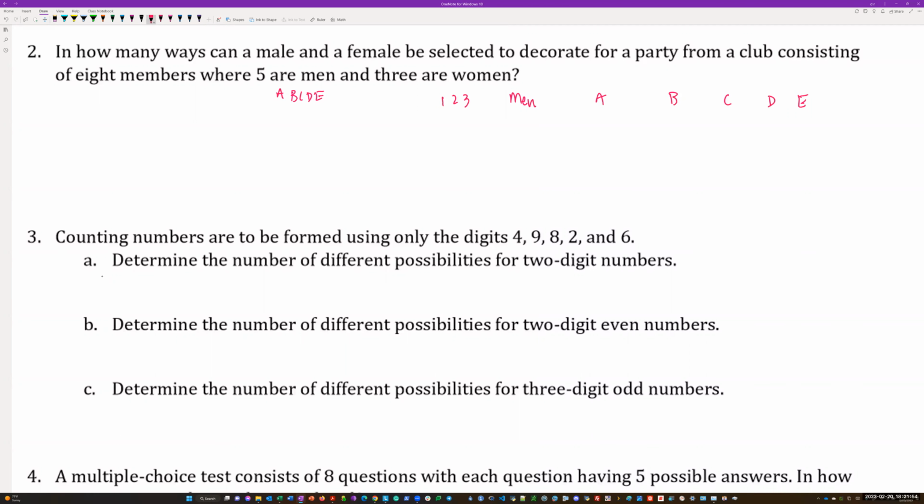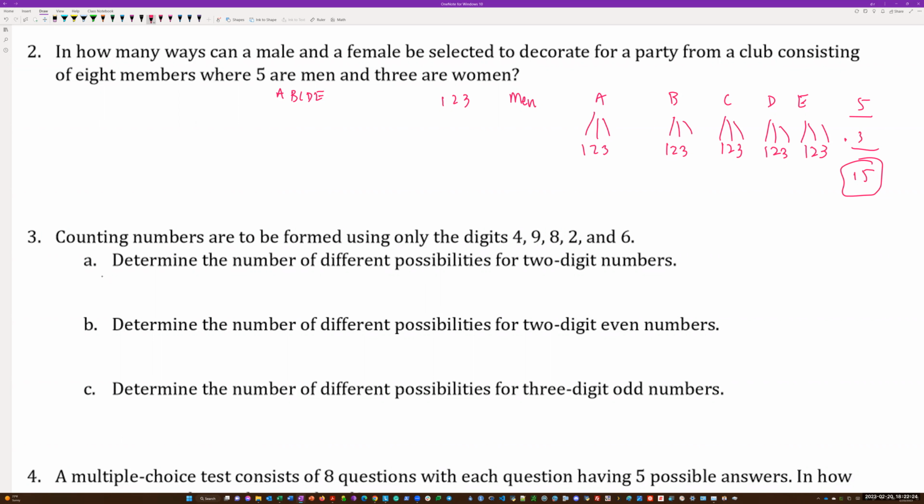Does that make sense? So this one could pick 1, 2, or 3. This one could pick 1, 2, or 3. This one could pick 1, 2, or 3. This one could pick 1, 2, or 3. This one could pick 1, 2, or 3. This first slot, you have 5 choices. Given the fact you selected anything the first time for the man, you would then only have 3 choices left for the woman. So we have 15. Does that make sense?